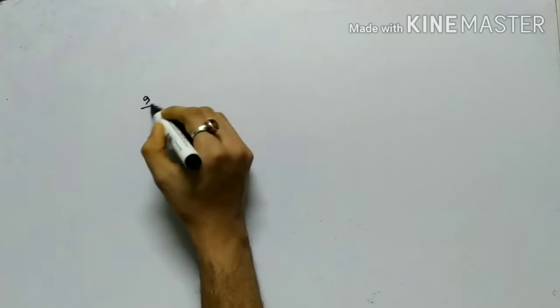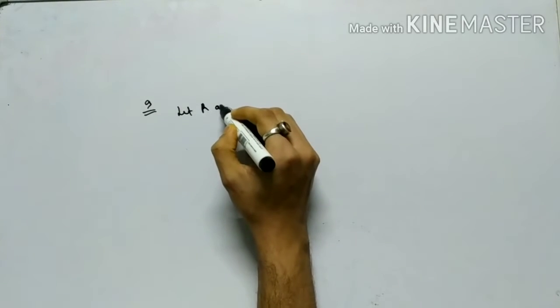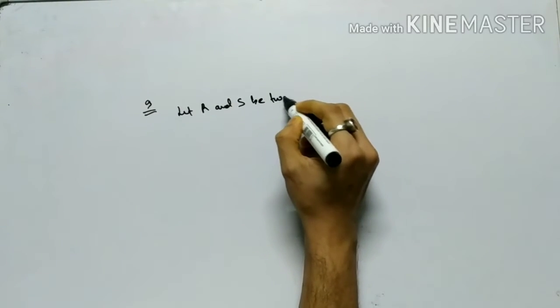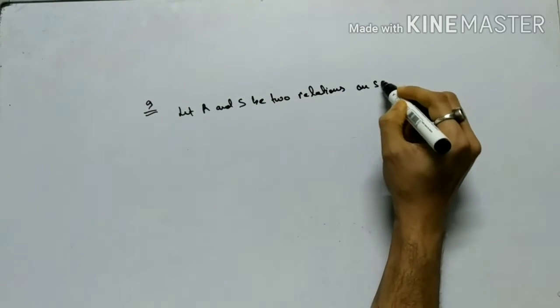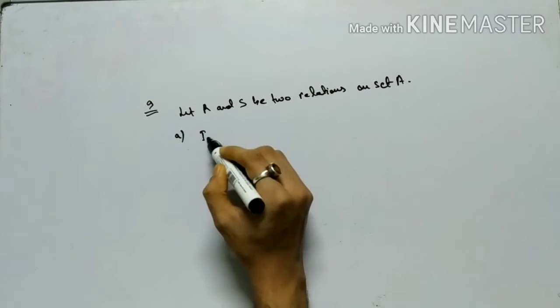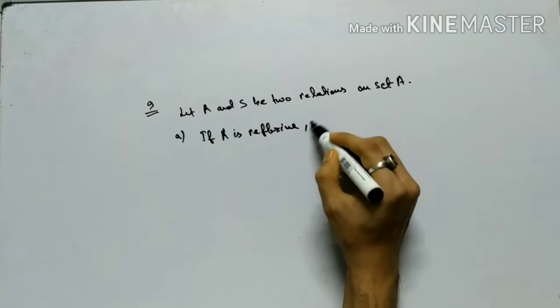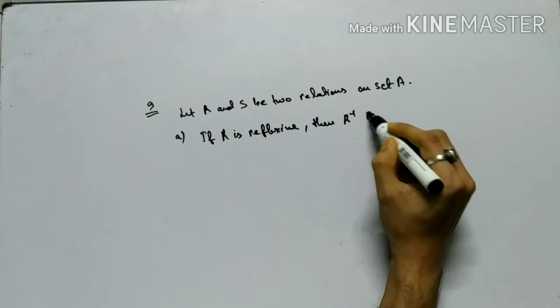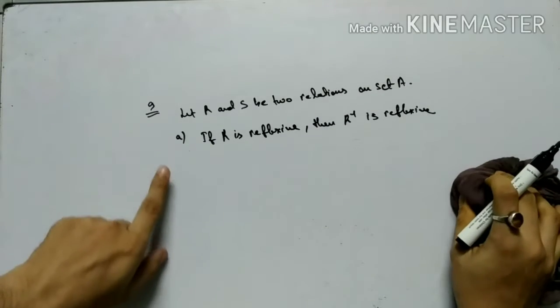So this is question number 9. It is saying: let R and S be two relations on set A. Examine whether the following statements are true. First: if R is reflexive, then R inverse is reflexive.